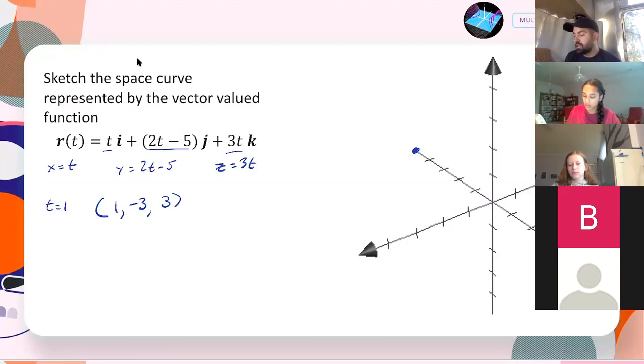The problem is it starts to get hard to graph where that is. So like 1, -3, 3. Go up 1, 2, 3. You know, it'll be out in space like that.